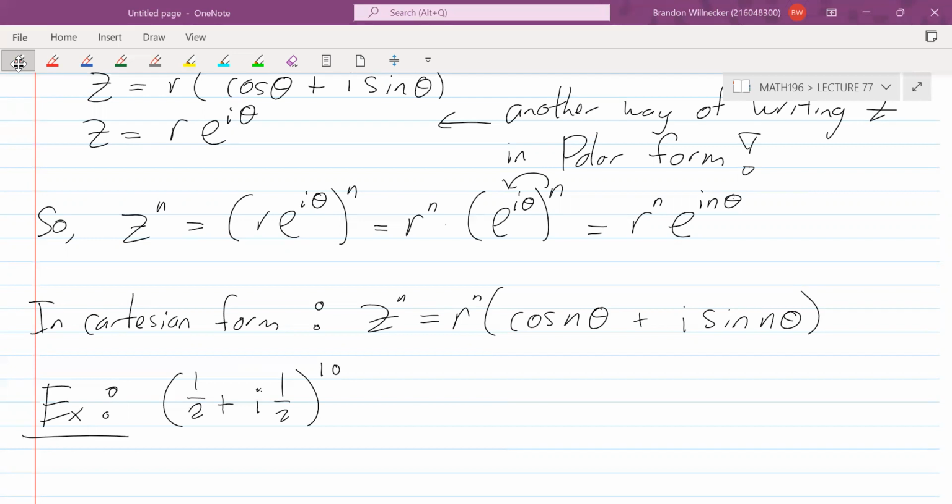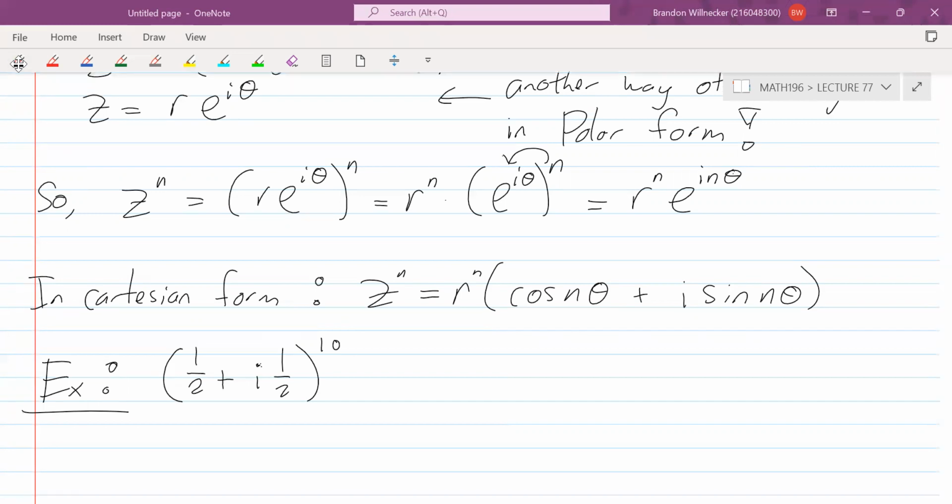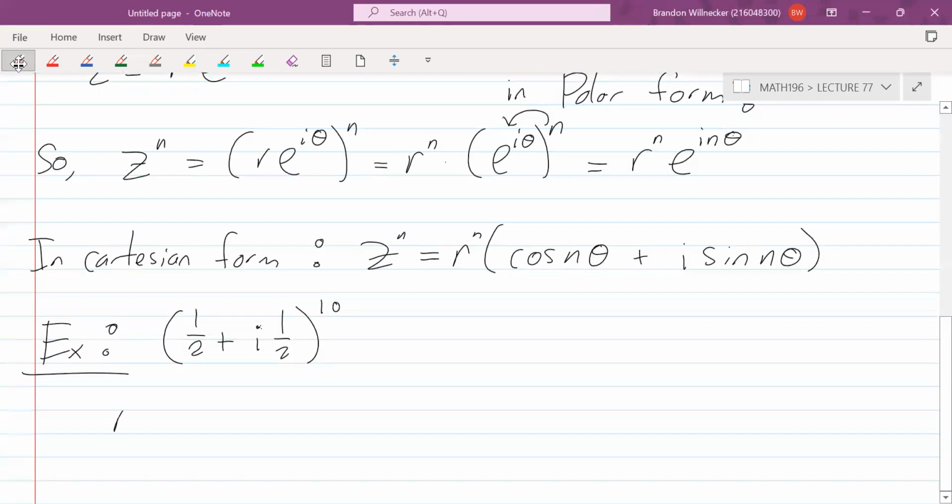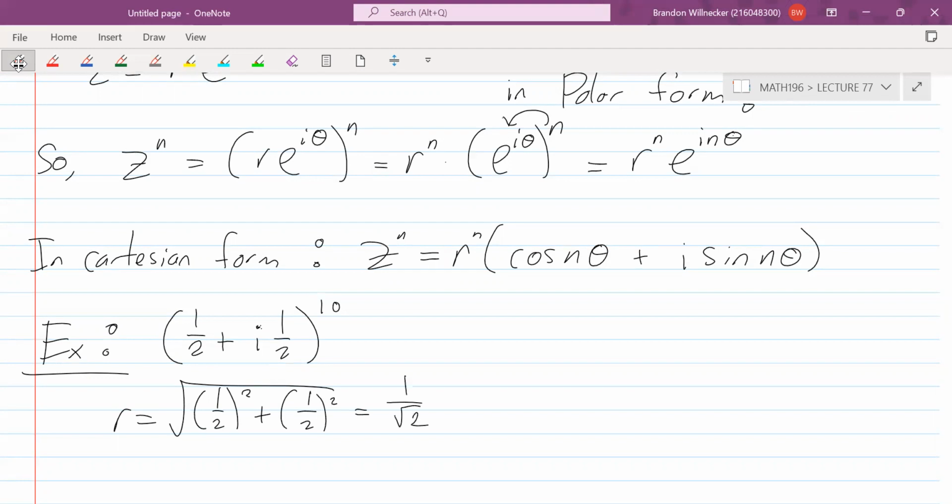So instead, we're going to use this technique here of using the polar form. Okay, just to make things a bit easier. So first, we need to turn this complex number 1/2 plus i times 1/2 into this polar form, the r e to the i theta. So we need to find r. So r is equal to the square root of (1/2) squared plus (1/2) squared. So that's the root of 1/4 plus 1/4, which is root 1/2, which is 1 over root 2.